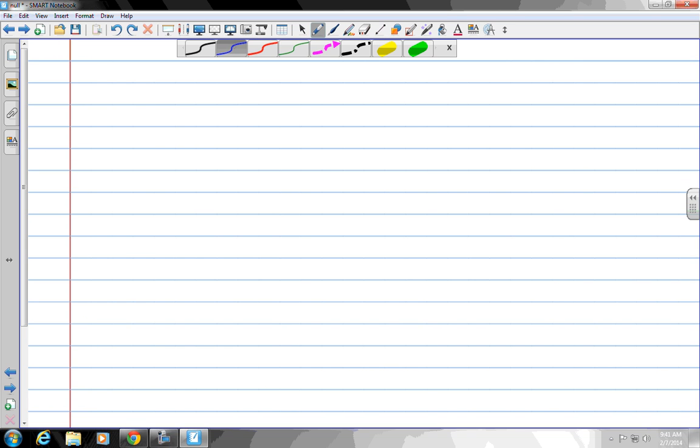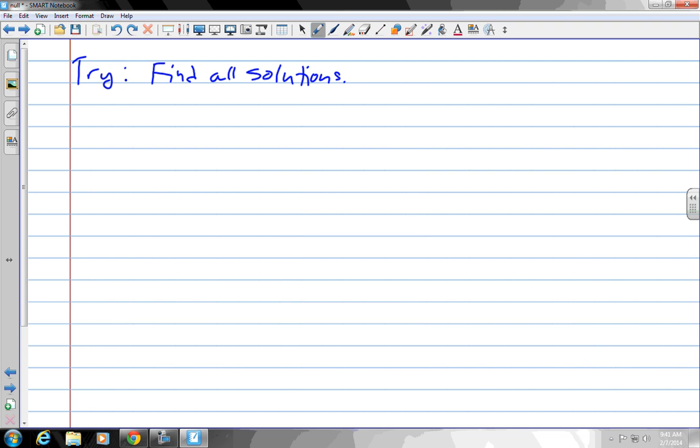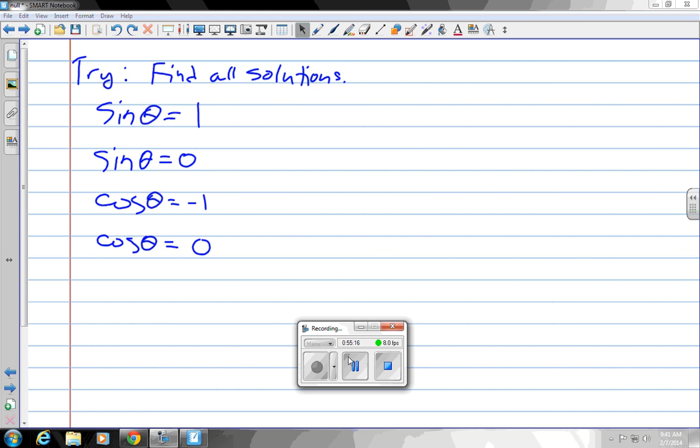Try this one. I'm going to give you 2 equations to try on your own. How about, so find all solutions. Sine theta equals 1. I'm going to give you actually a few. Sine theta equals 0. Cosine theta equals -1, cosine theta equals 0. So solve these 4 equations, again using the unit circle. I'll pause it for a minute.